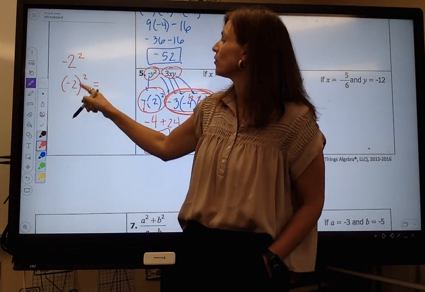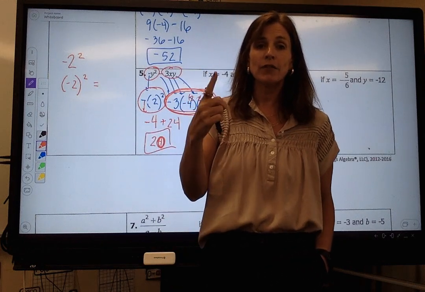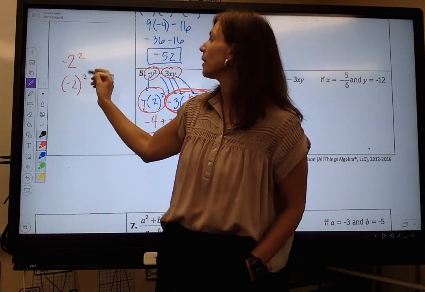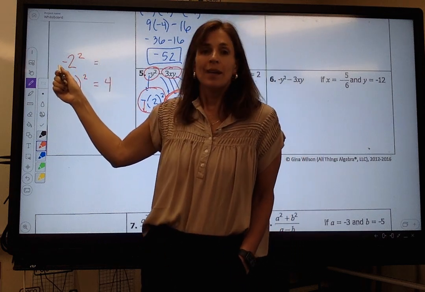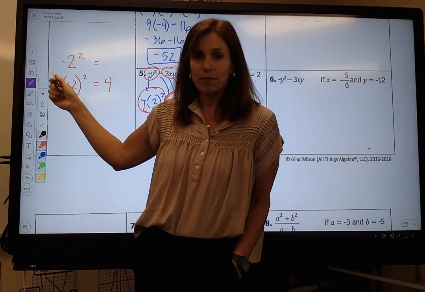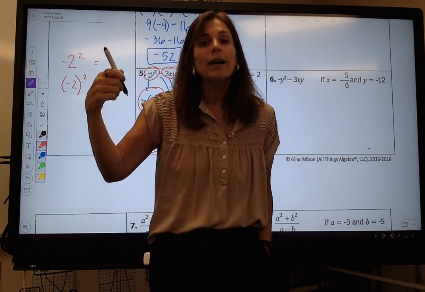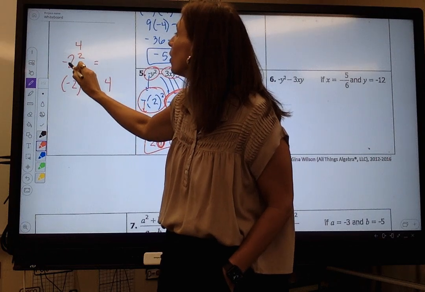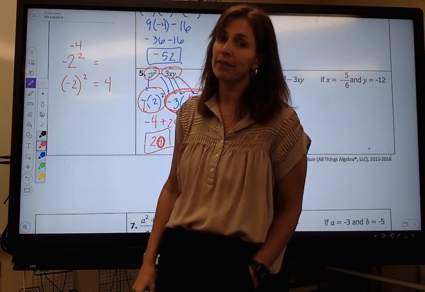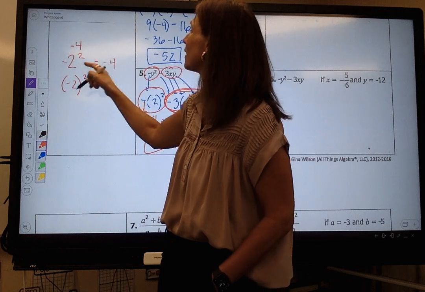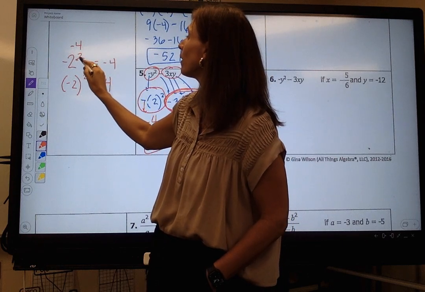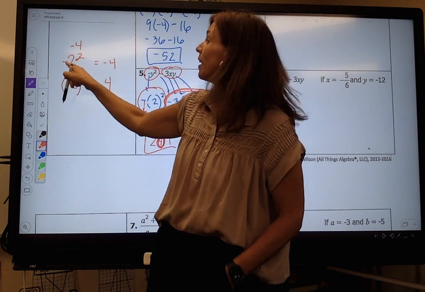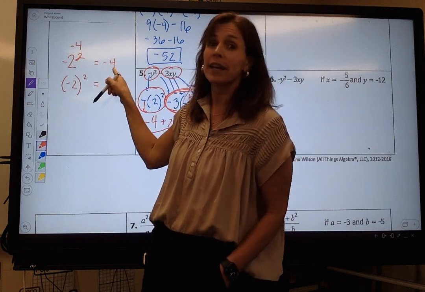What is negative 2 squared? A negative 2 times a negative 2 is a positive 4. Look up here. This is not a positive 4. In algebra, you do exponents first. You're doing 2 squared, which is 4, but you have to bring down that negative. So this is actually negative 4. The only thing you're squaring here is that 2. Even if you type it in your calculator, negative 2 squared, you're going to get negative 4.